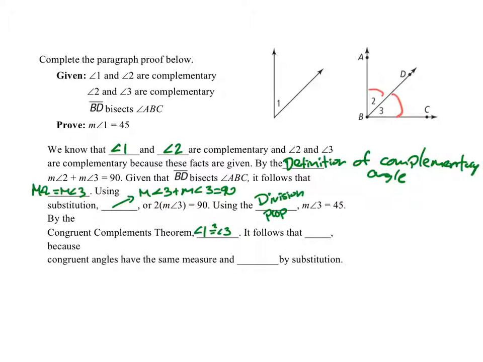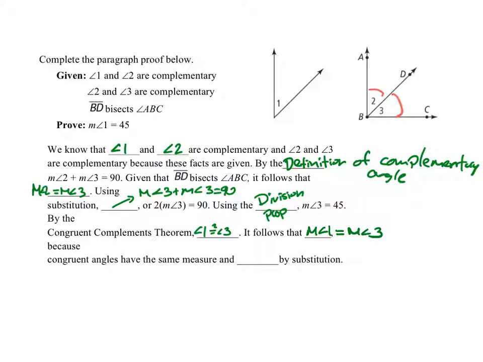Why do I know that? Because the congruent complements theorem says that if I have two angles that are complementary to the same angle, so 1 is complementary to 2 and 3 is complementary to 2, that means that 1 and 3 must be congruent angles, right? Because those two angles are congruent, I know also that the measure of angle 1 equals the measure of angle 3, because congruent angles have the same measure.